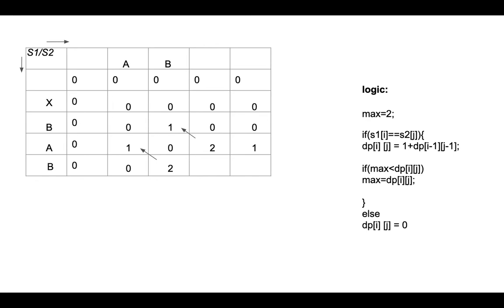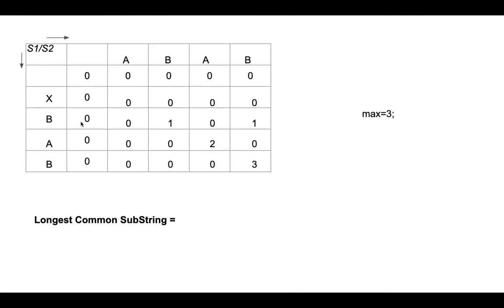Now compare b with the next character, which is a. There is no match. Fill the block with 0. Now compare b with the next character, which is b. So there is a match. Take the diagonal element, add 1 to it. So max is less than the block value. Now update max with 3. I have filled up this table.